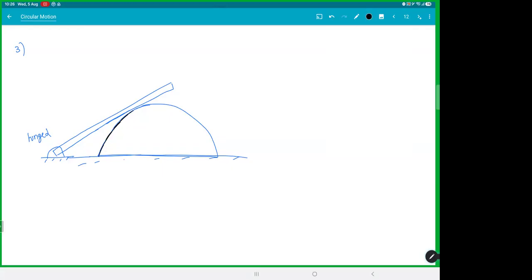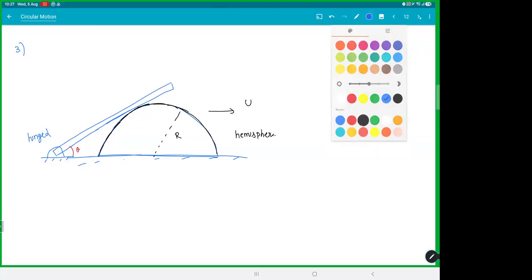So here we have a hemisphere. And someone is dragging this hemisphere with a constant speed u. If you drag this hemisphere, this angle theta will change. Meaning this is how the picture will look like.